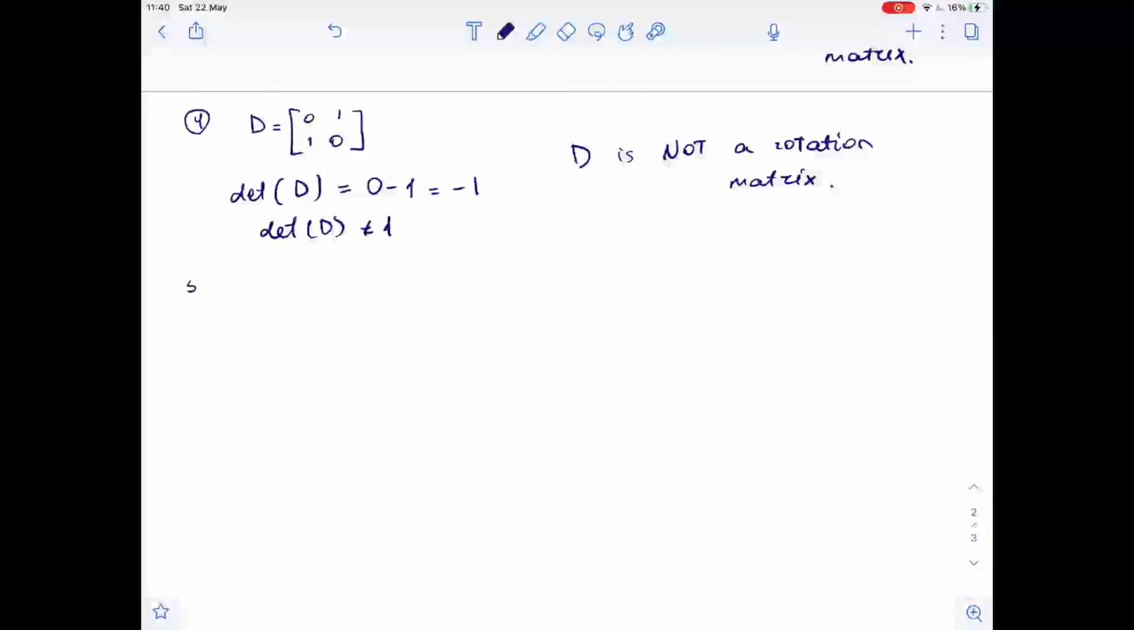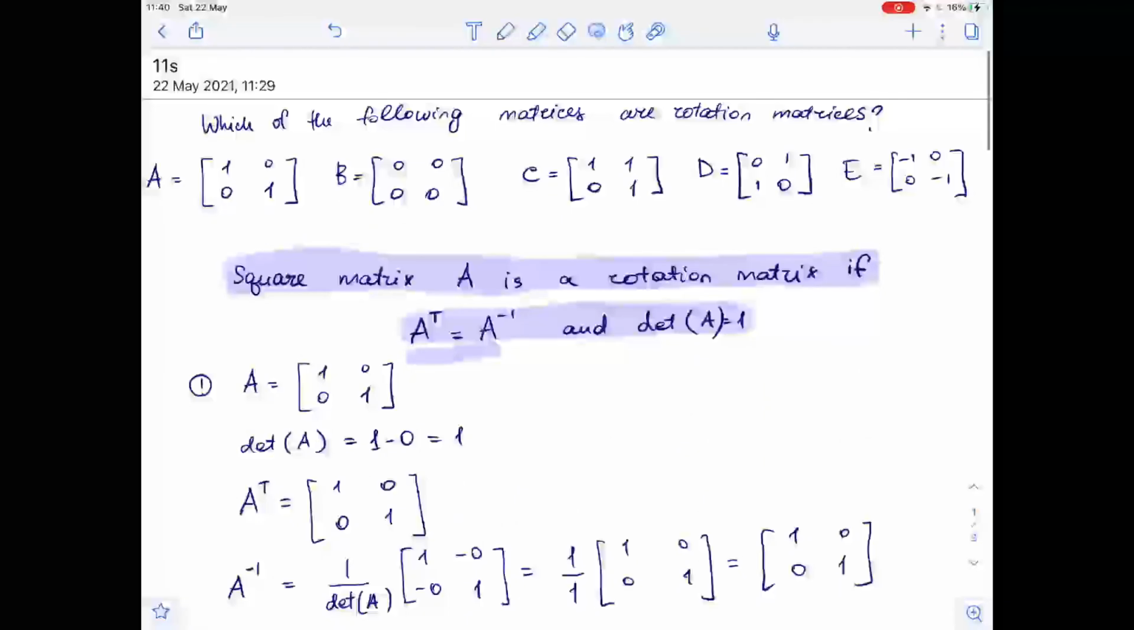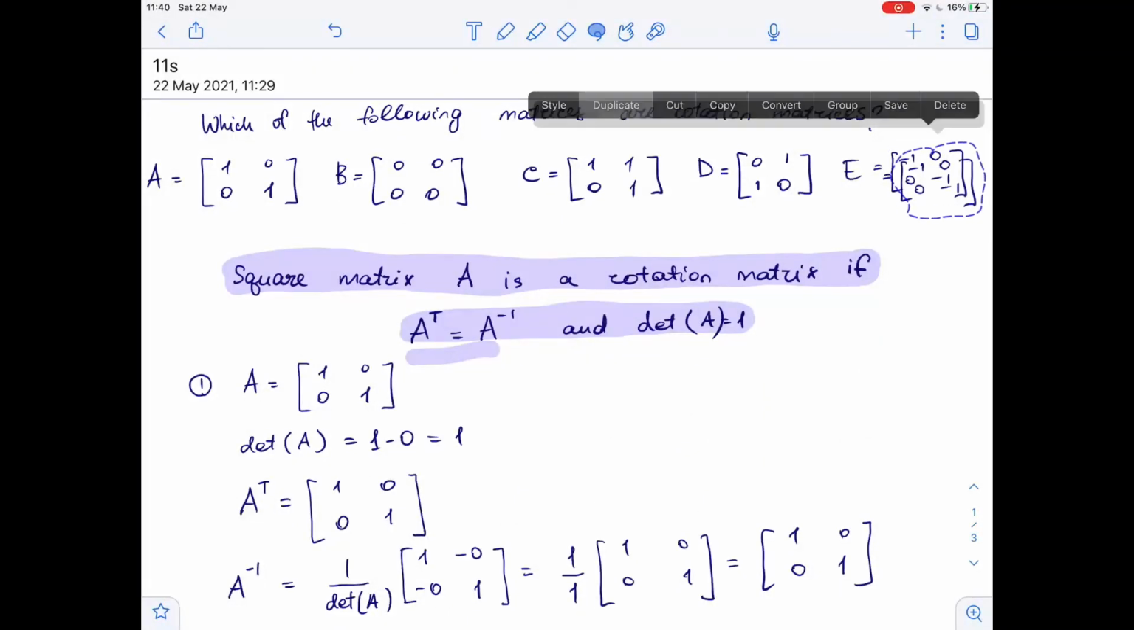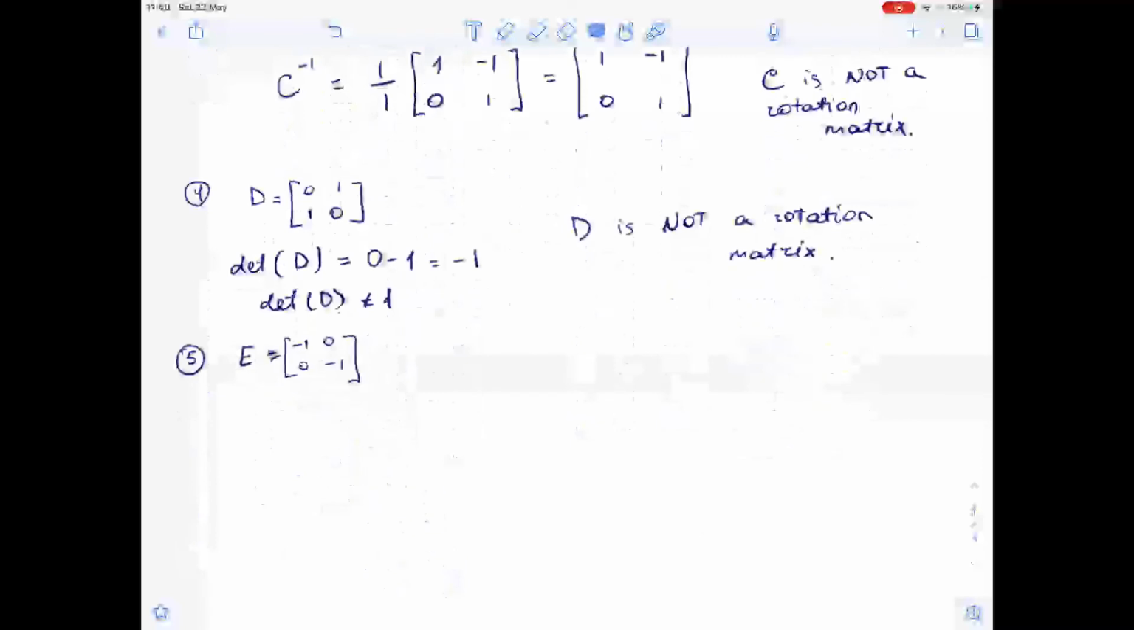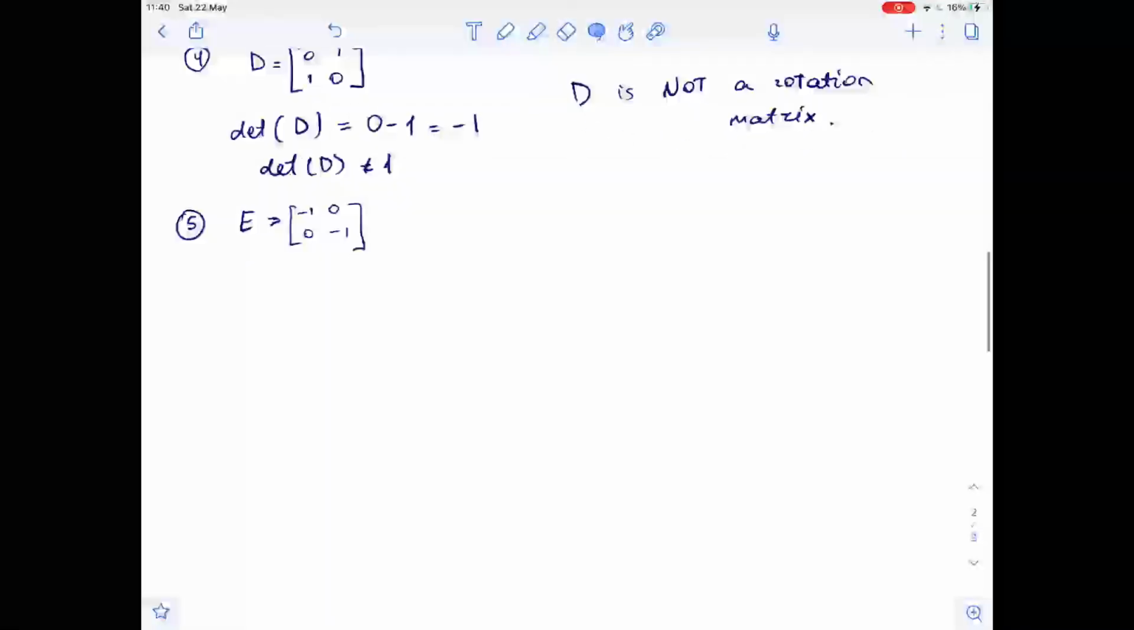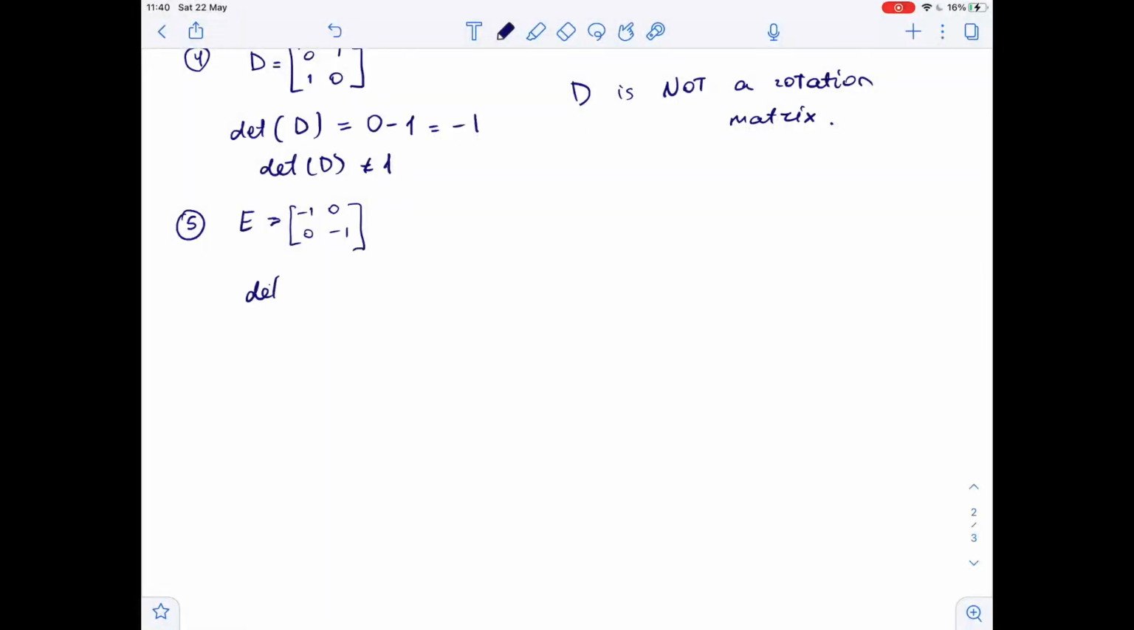And our last matrix, matrix E. Again, let's find the determinant of matrix E. It's equal to 1 minus 0, which is 1. Okay, this requirement is met. Now we will look at the transpose of matrix E. The transpose of matrix E is equal to negative 1, 0, 0 and negative 1.